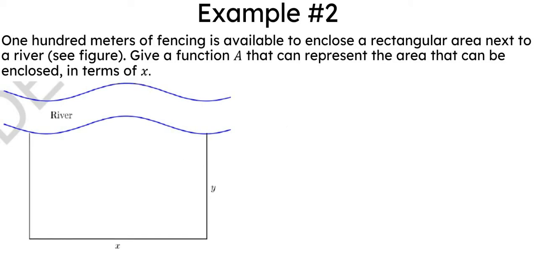Let's have this example now. 100 meters of fencing is available to enclose a rectangular area next to a river. This one here, this is our river, and 100 meters of fencing is available. Give a function a that can represent the area that can be enclosed in terms of x.